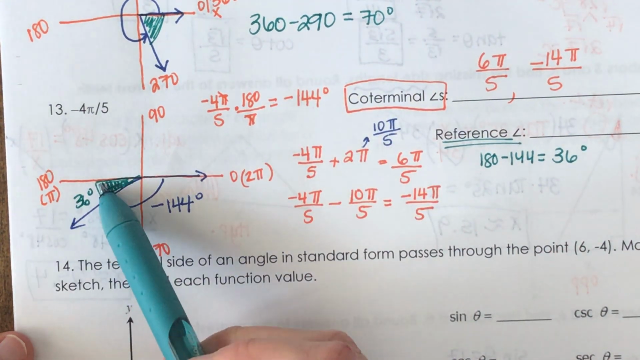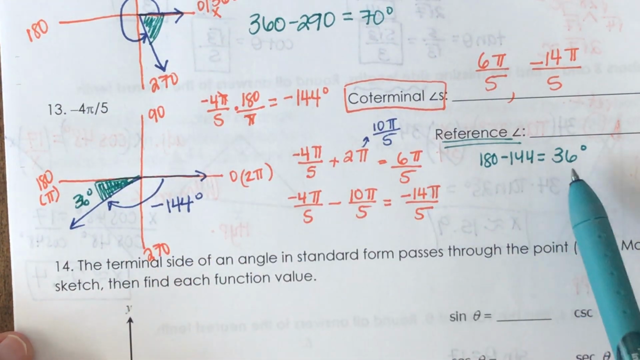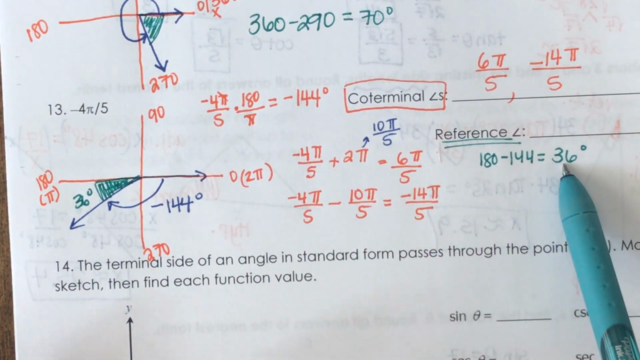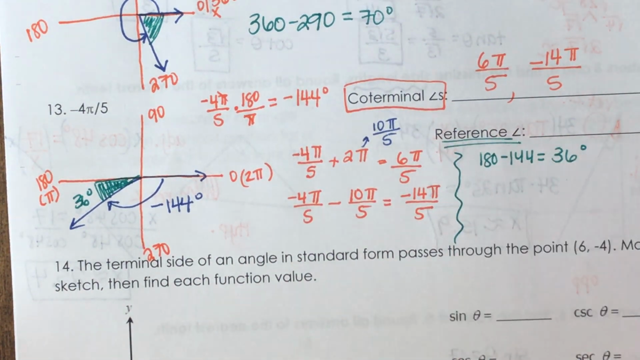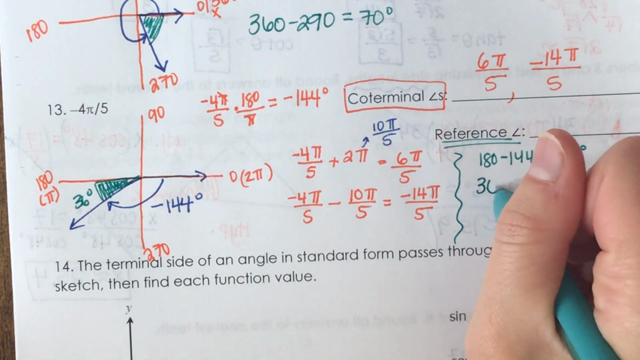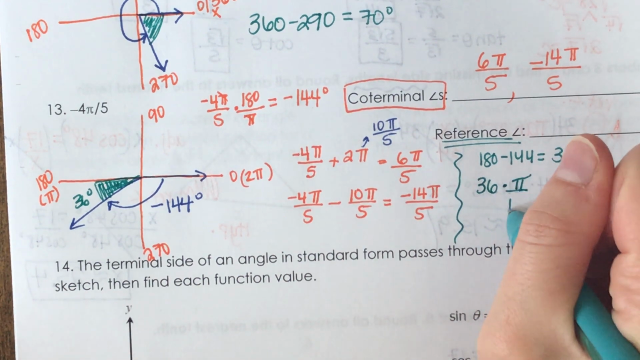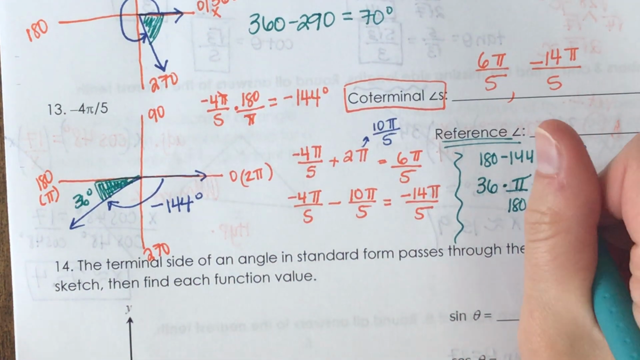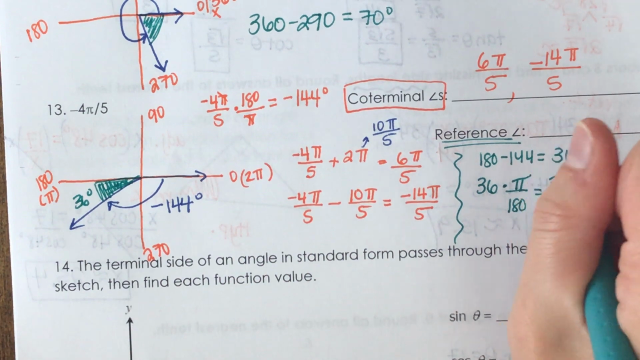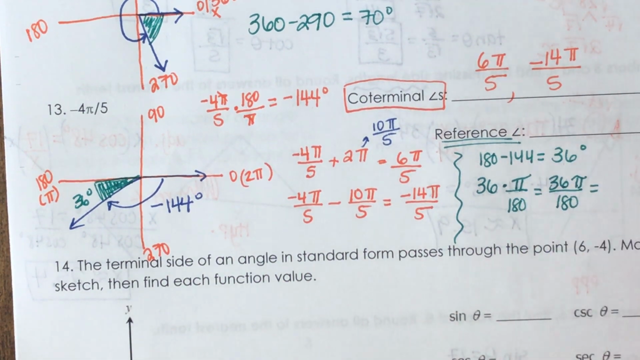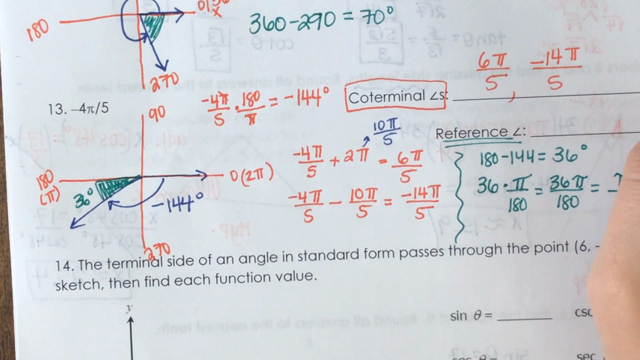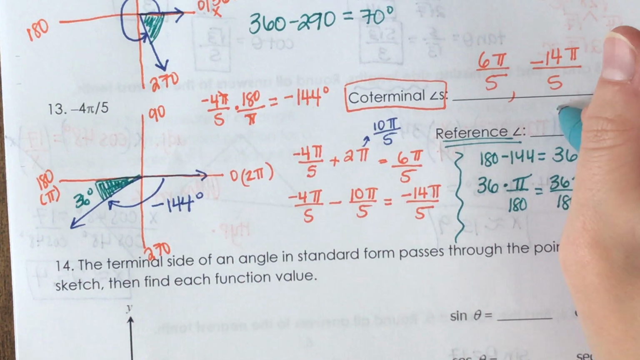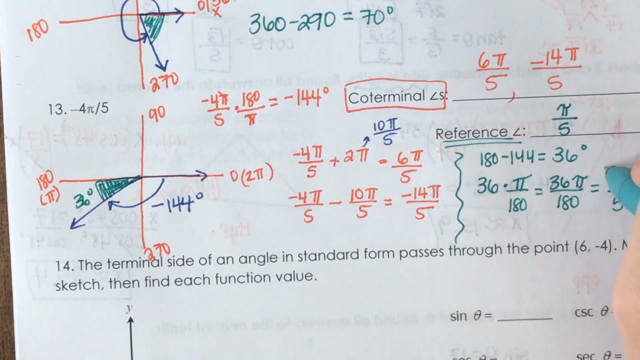But I'm doing everything in radians. So I'm just going to take that 36 degrees and convert it into radians. To do that, I'm going to take that 36 and multiply it by pi over 180. So I get 36 pi over 180. And then I just reduce it. I can divide them both by 36. So I get pi over 5 as my reference angle.